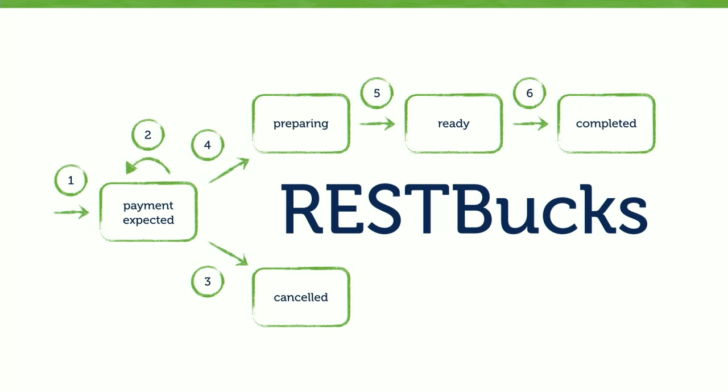It has this example of this Starbucks coffee ordering experience where you basically place an order. It's in a certain state, in this case payment expected. While it's in that state, you can update the order, you can cancel it, or step 4 is you can just actually pay for it. The payment triggers a server-side process, a long-running process preparing the drink, and then it's ready at some point and it's going to be completed.